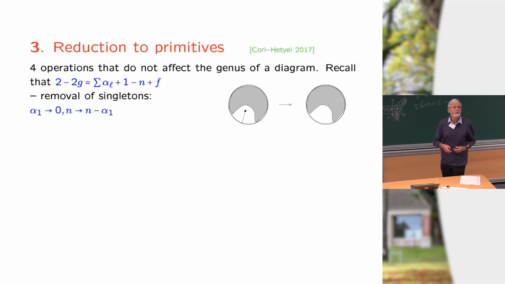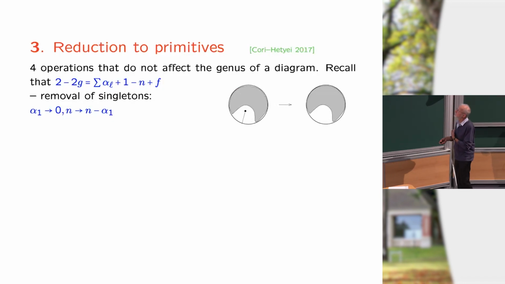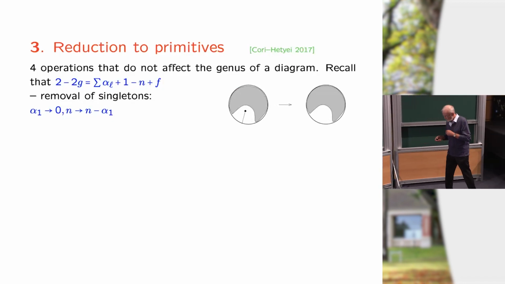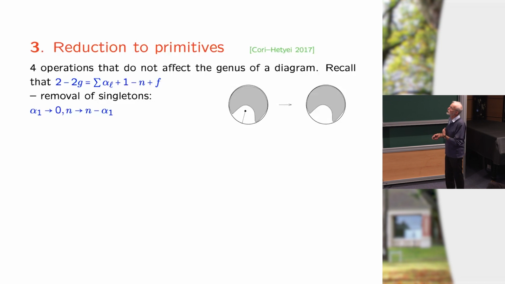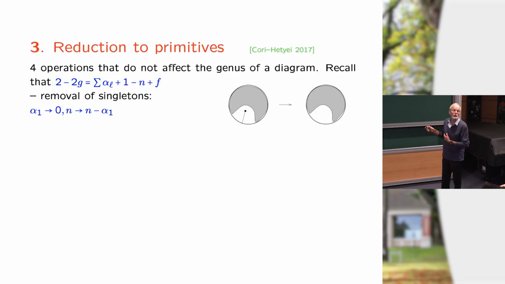All right, now let me come to this point that I announced before, namely the procedure of reduction to primitives, and as I explained before, I'm following the steps of Cori and Hetyei. I've claimed that there are 4 operations that you may apply to a diagram, which simplify it and do not affect the genus. Okay? So the first operation is obvious, it's trivial.